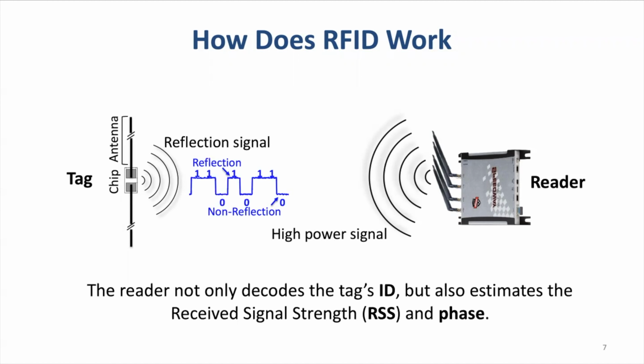When the reader receives the tag signal, the reader not only decodes the tag ID, but also estimates the received signal strength, RSS, and phase. RSS and phase are related to the tag-to-reader distance, the RF environment, and the tag antenna.